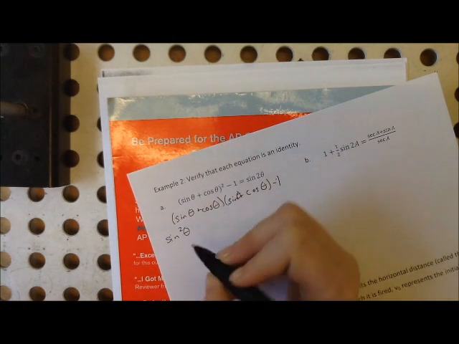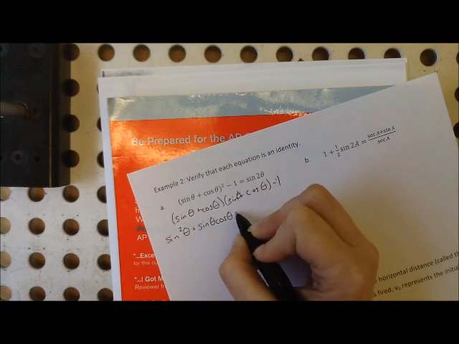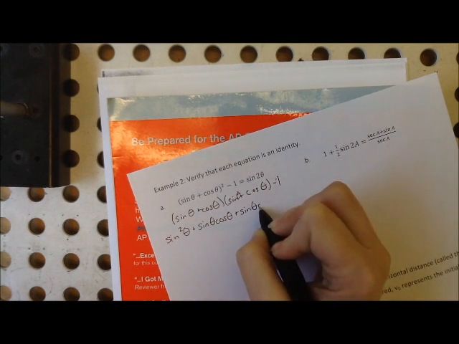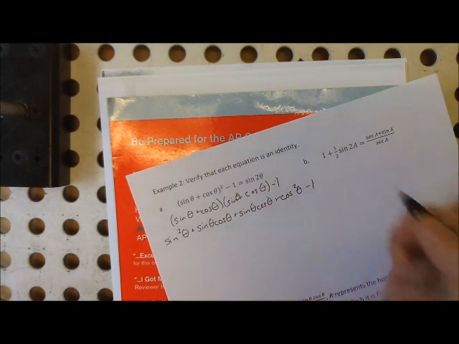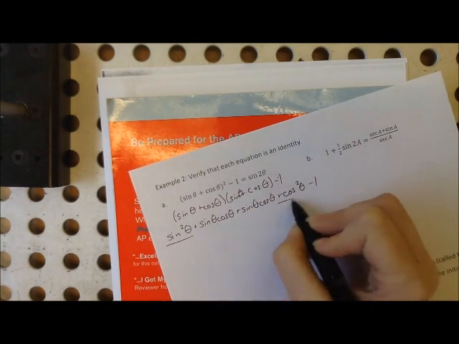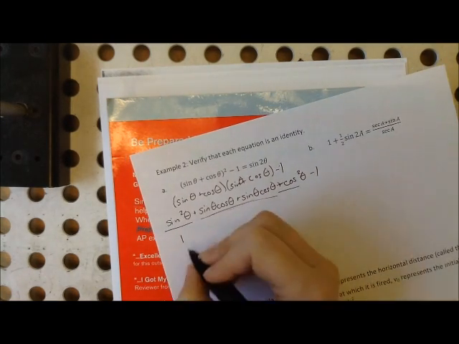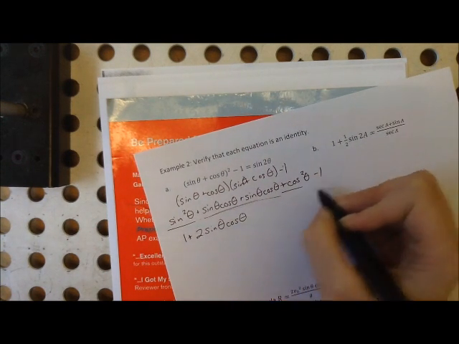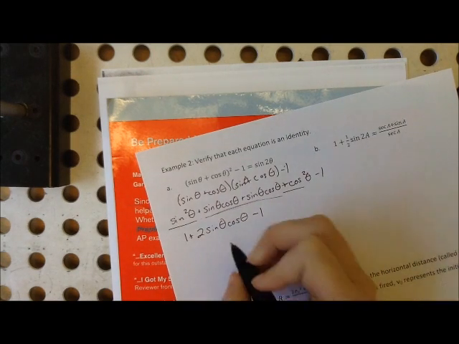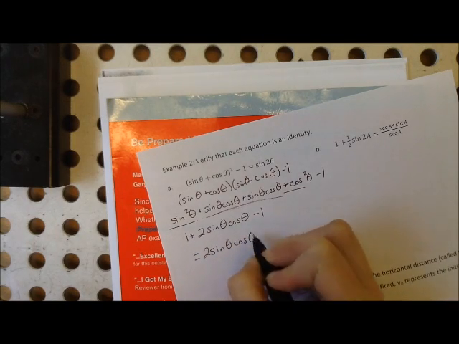All right, I'm going to basically FOIL here. Sine times sine is sine squared. Sine times cosine is sine cosine. Cosine times sine, I'm also going to write as sine cosine. Cosine times cosine is cosine squared, minus 1. Now, sine squared plus cosine squared is equal to 1. So that's 1. These are like terms, so I can combine them into 2 times sine theta cosine theta. And then I've got this minus 1. Well, the 1 and the minus 1 add up to 0, and I get 2 times sine theta cosine theta.